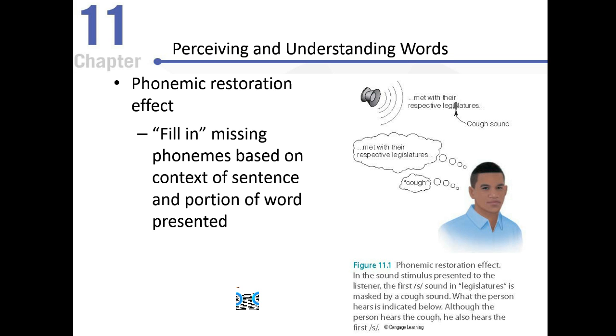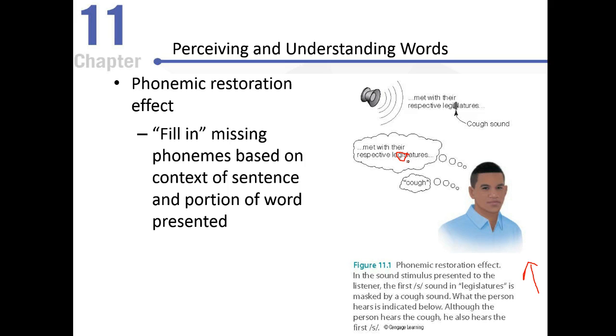So imagine this task right here, in which a person hears the sentence, met with their respective legislators, and there was somebody that coughed right when this S occurred. What does this person hear? The person hears this S. Actually, the person doesn't hear this S because the cough prevented this person from doing so, but they fill it in. And so basically their mind hears that S, and so what they hear is met with their respective legislators.